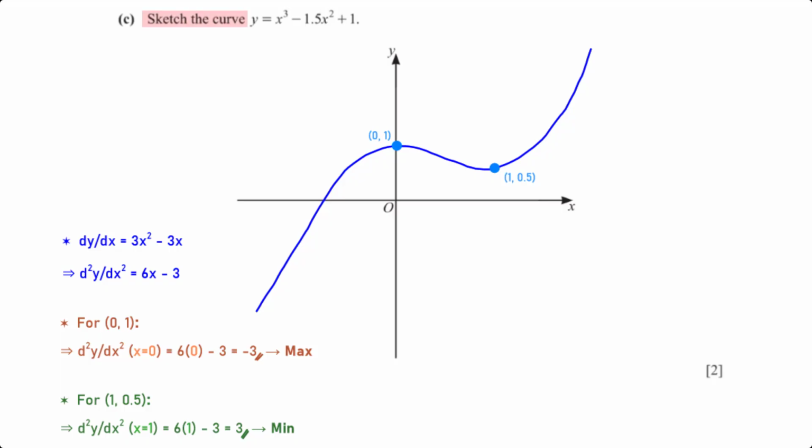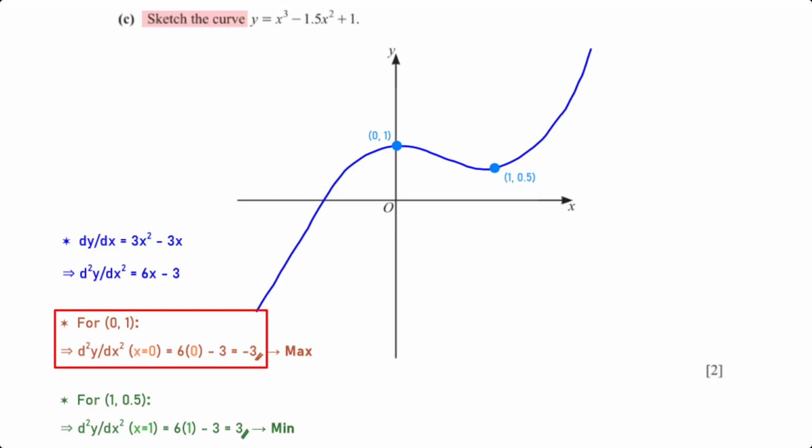Sketch the curve y equals x cubed minus 1.5x squared plus 1. From the previous question, we found the coordinates of the stationary points to be (0, 1) and (1, 0.5). To be able to sketch the curve with these points, we need to determine the nature of these stationary points. To do this, we first need to obtain the second derivative of the curve by differentiating dy dx, which is 3x squared minus 3x. This gives us 6x minus 3.